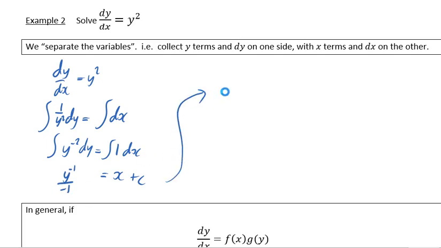So we'll go up here to finish this off. The left-hand side is the same as minus 1 over y, and the right-hand side is just x plus c. Notice I didn't put a constant of integration when I did this side. It's only necessary to put in one constant of integration because you'd bring both constants to one side and it would effectively become one constant of integration anyway. So just put it on one of the sides.